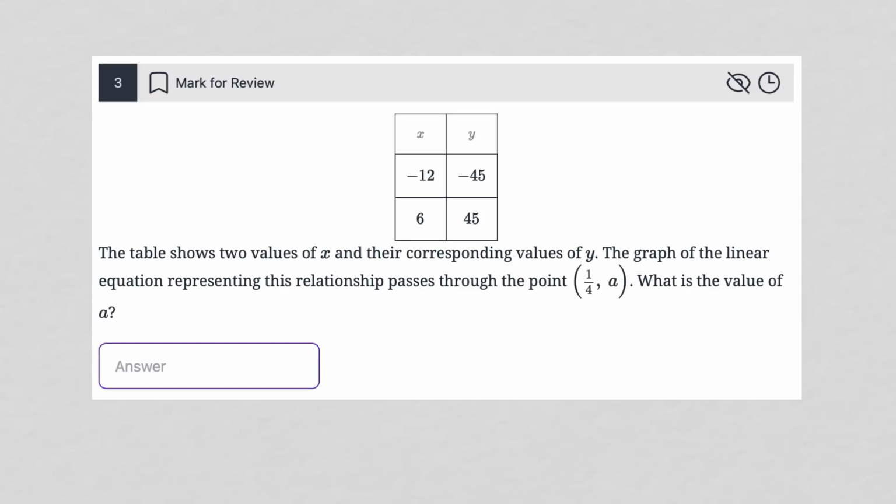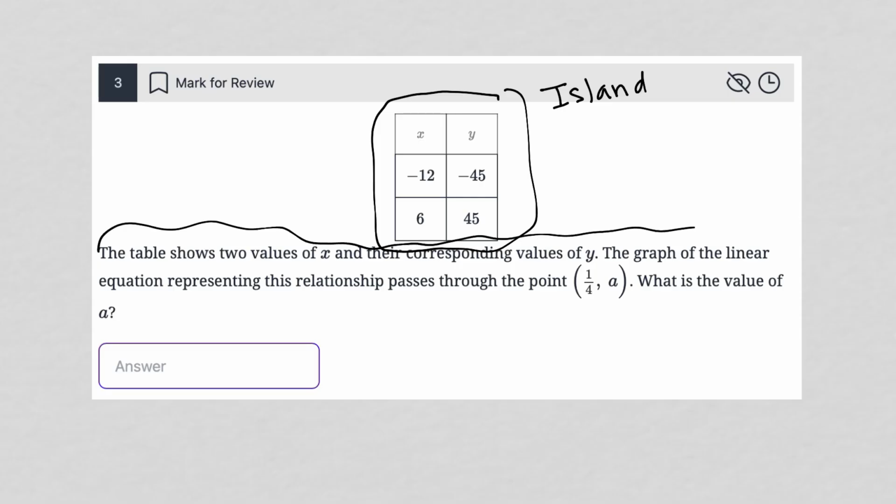So this question is an island question. Any question that has an equation or a table or a system of equations that floats above the question, I call an island question, right? Like this table is floating on top of the ocean like an island would. Or as we think about islands, at least.